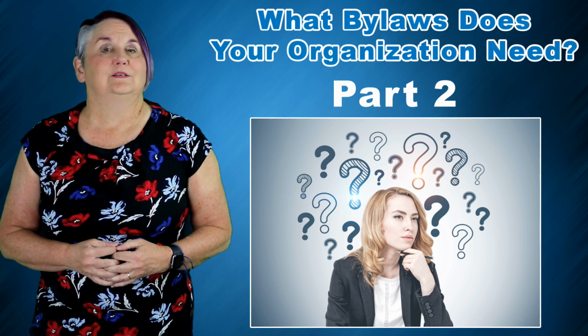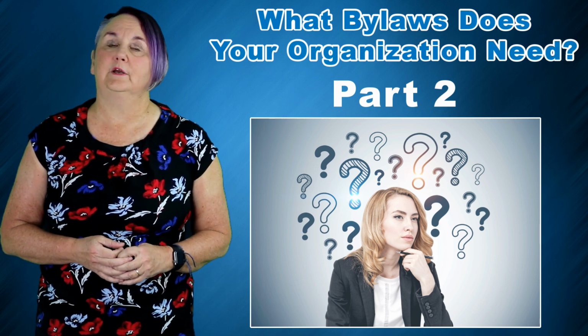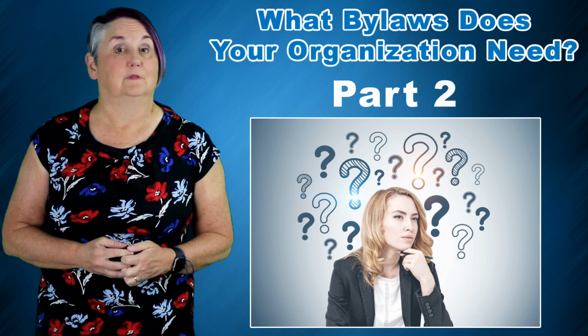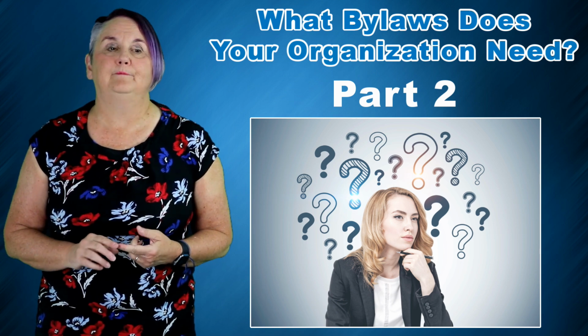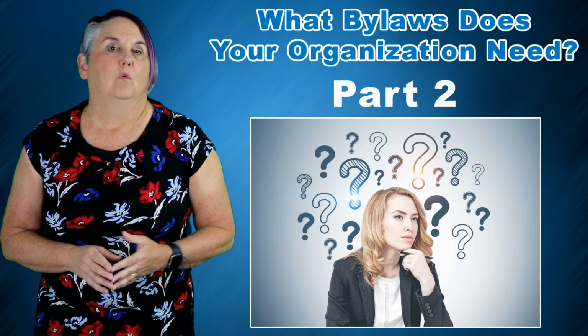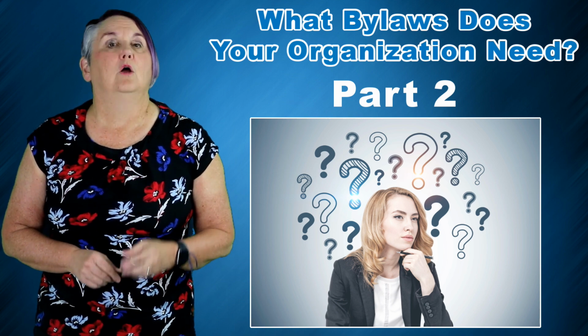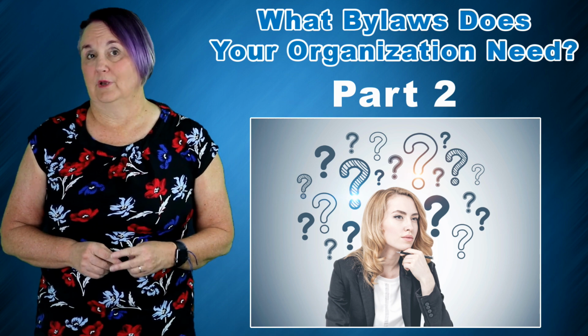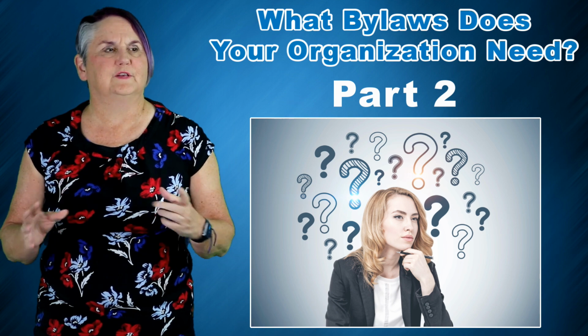I am doing a series of tips on things that should be in your bylaws. Last week was the first one of the series. This is the second one. So what we're talking about today are several things. Whether or not your organization is going to be allowed to borrow money, whether or not your organization is going to be audited by an official professional accountant, and all the things around the directors.